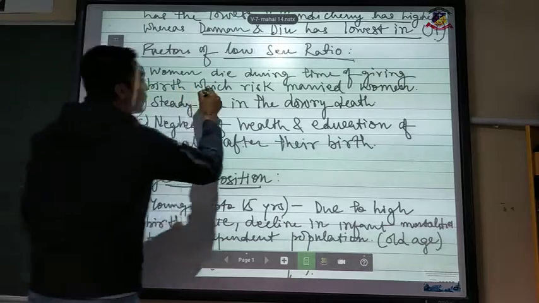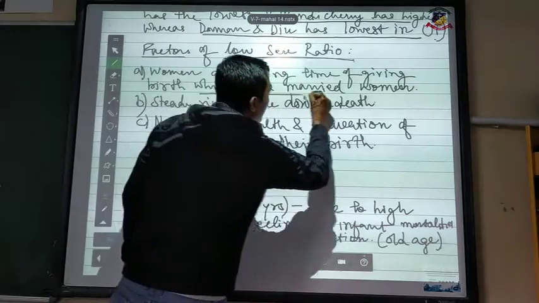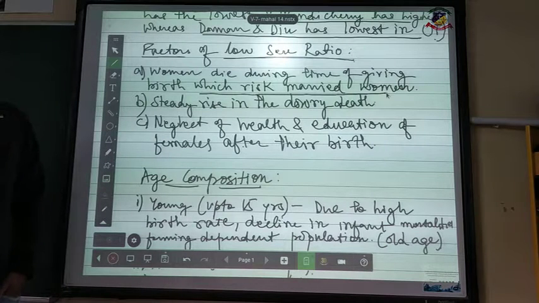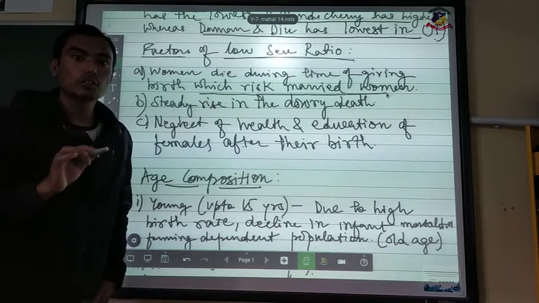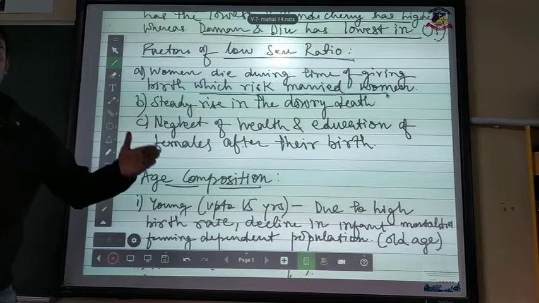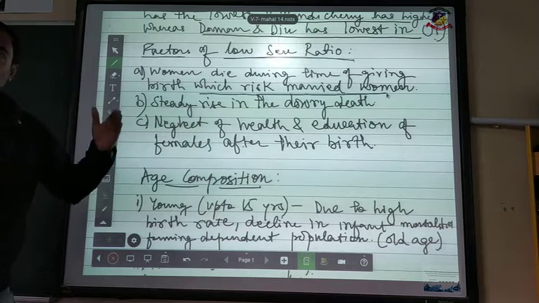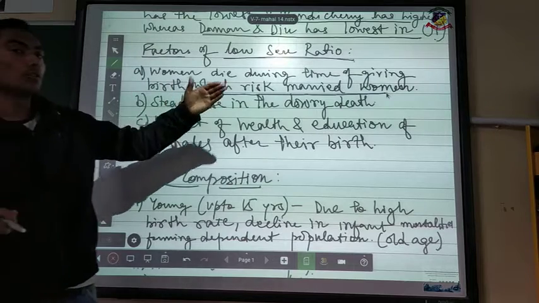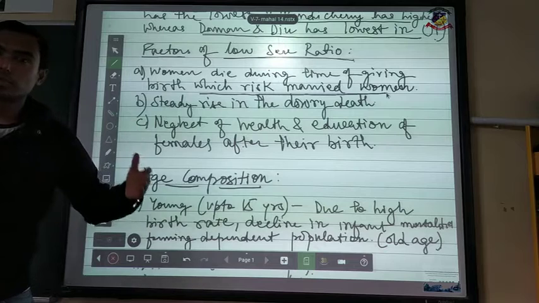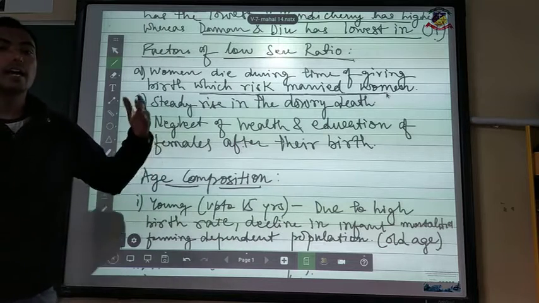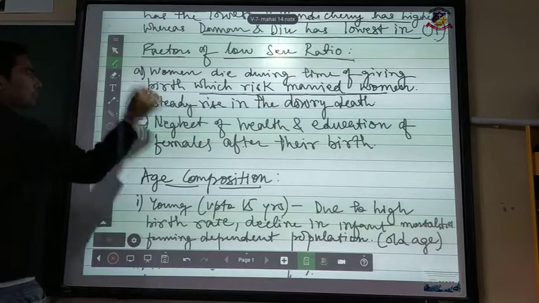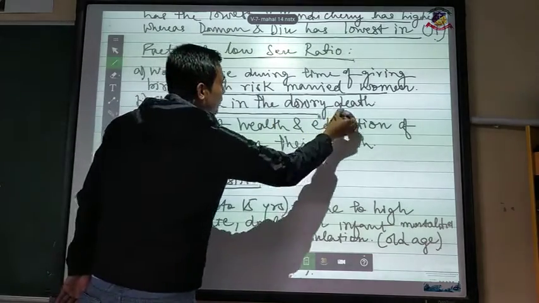Resulting in higher risk in married women, and that results in a higher number of deaths. So because of that, less number of females are there, especially in terms of India. Clear? And not only that, especially in the rural areas, the medical facilities are not up to the standard, resulting in higher number of deaths.